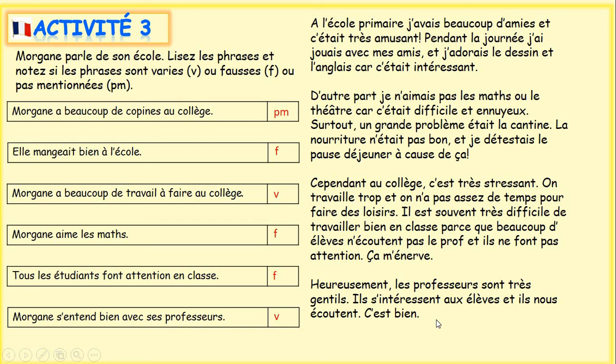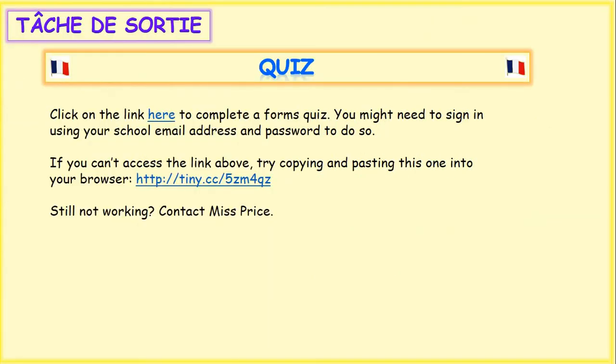So hopefully that's given you a bit of an idea as to how to go about a reading activity like this. And we're going to be practicing lots of them because I think it's important. So if you're not quite there with it yet, do not worry. What I would like you to do though now is an exit task, which is going to be a quiz.